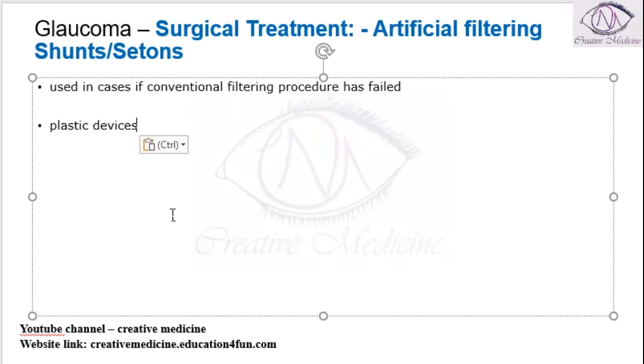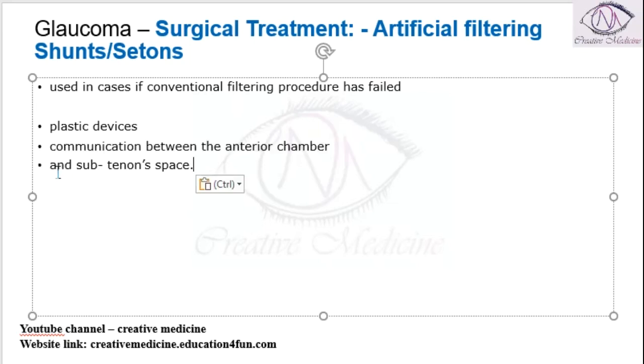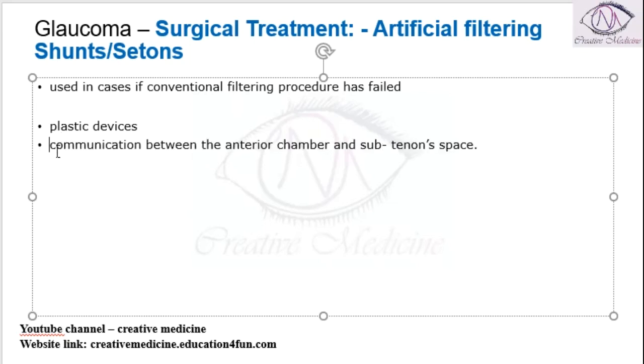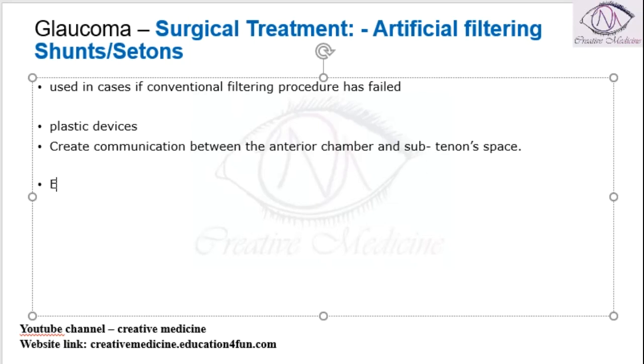These are actually plastic devices which will create a communication between the anterior chamber and the subtenon space. So these are artificial plastic devices which can create the communication between the anterior chamber and the subtenon space. So what are the examples of these artificial filtering shunts or setons?